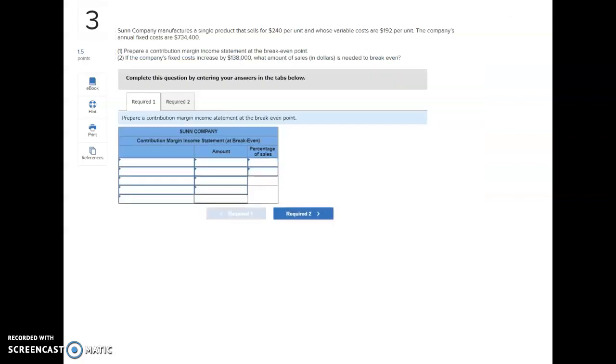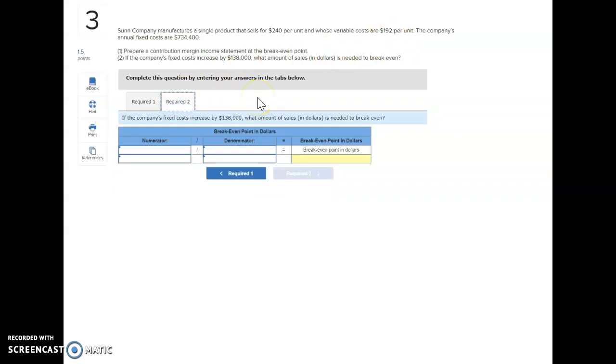Problem 3, you're going to do a contribution margin statement at the break-even level. So the first thing you need to do is figure out how many units you have to sell to break even. Then you can use that number of units as the sales level, multiply it by the selling price per unit to get sales, and multiply it by the variable cost per unit to get the variable costs. Okay. And then requirement 2 is going to say, what's going to happen at the break-even point if it increases? So you've got the original amount. What if it increases? That's what you're going to use for requirement 2.